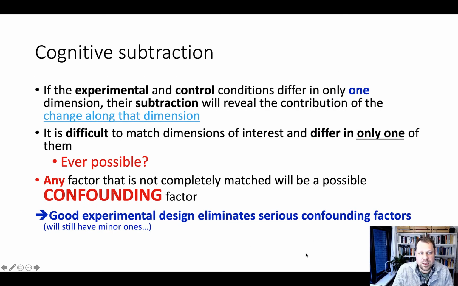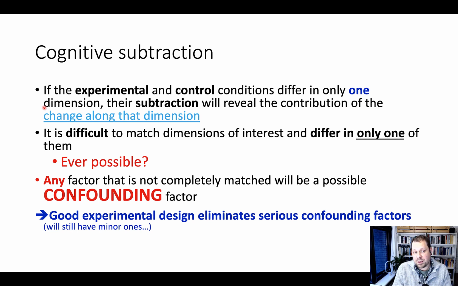So you can see that cognitive subtraction is somewhat difficult, because what we have to do is match two conditions just along one dimension. If the experimental and control conditions differ in only one dimension, then their subtraction will reveal the contribution of that change along this dimension, right? That's what we want. But it's difficult to match these dimensions of interest. And we've seen that difficulty in the previous examples before.